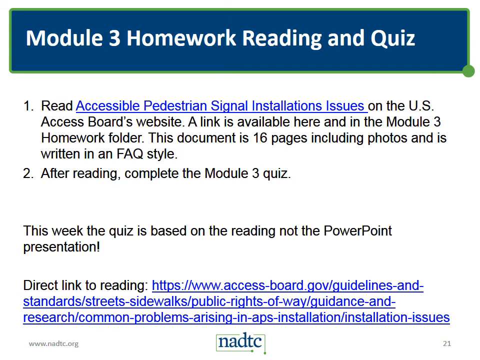Thank you to everyone who submitted a walking assessment from week 2. This week, Module 3's homework is to read the U.S. Access Board's Accessible Pedestrian Signal Installation Issues. The reading is 16 pages, but that includes photos. And after the reading is complete, then you'll want to take the module quiz, which is based on the homework reading. So this week, the quiz is based on the reading, not on the PowerPoint presentation that I'm giving right now.